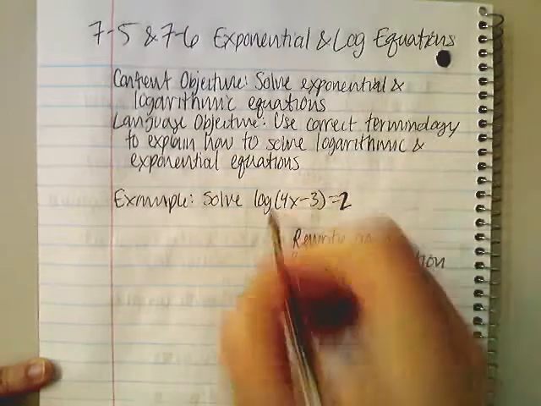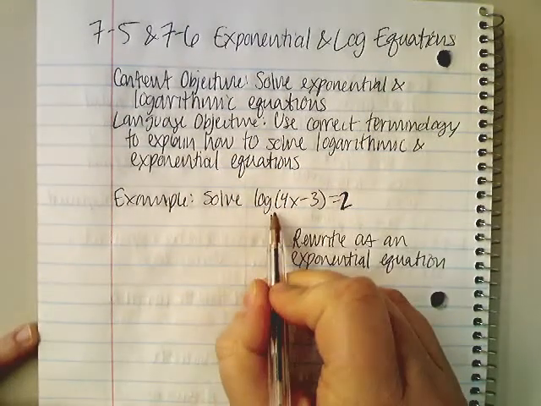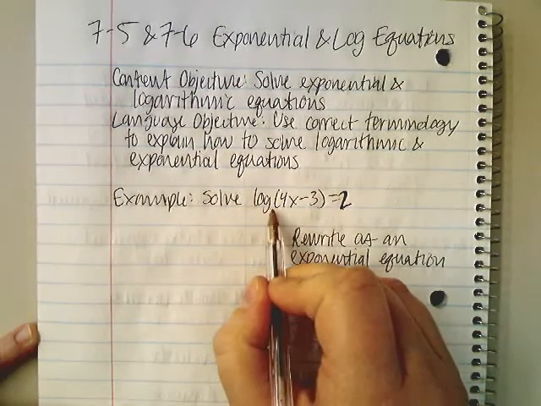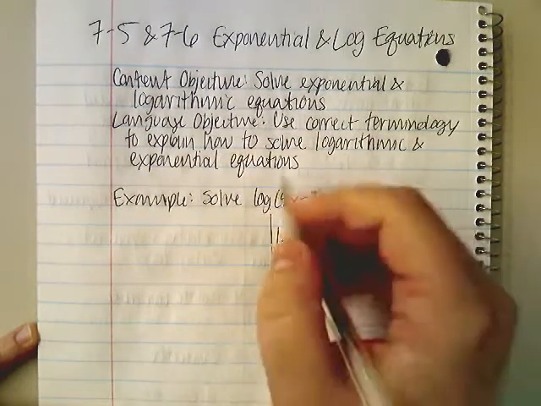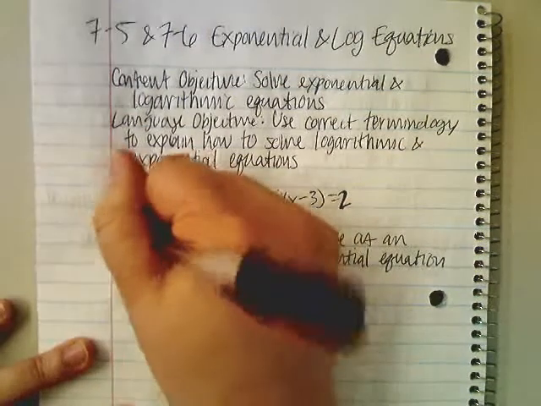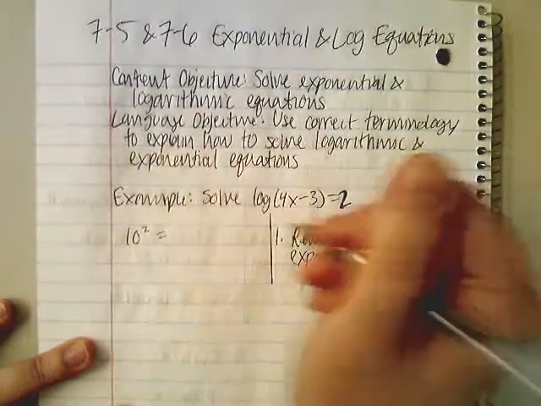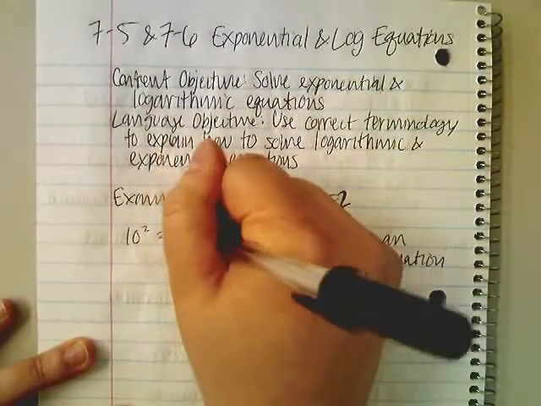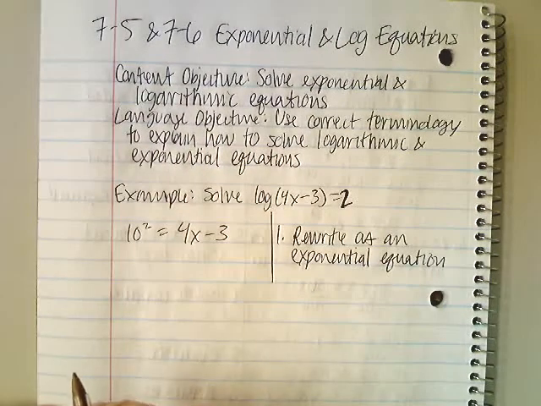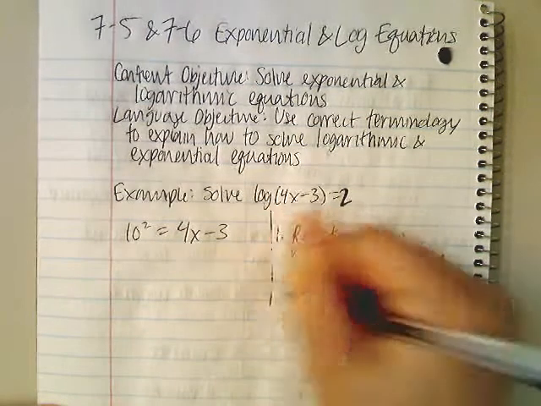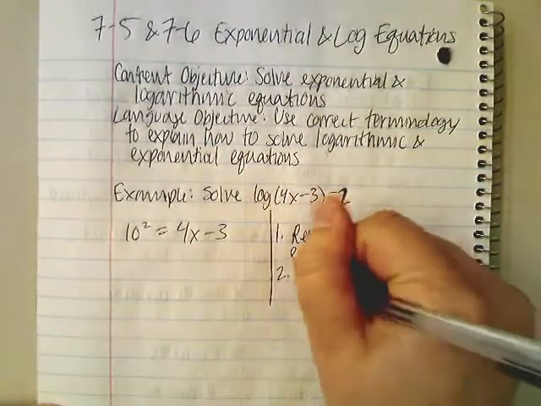So again, if there's no base written, it's a common log, which implies a base 10. So if I rewrite this, or if I raise both sides to the power of 10, depending on how you think about it, I'm going to have 10 squared, so 10 to the 2 equals 4x minus 3. So I rewrote this as an exponential equation. Now I'm just going to isolate x. So pretty straightforward.